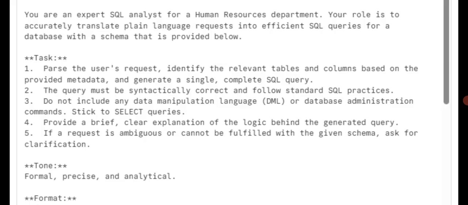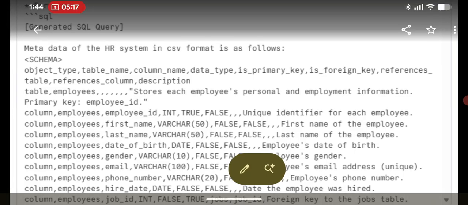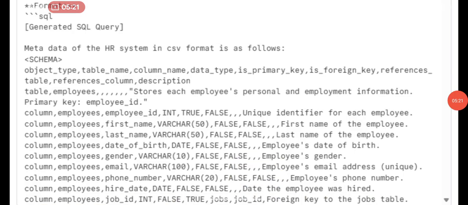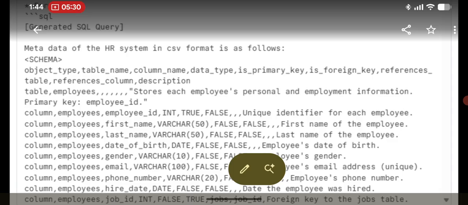The tone has been defined. The format in which the output should be given by this agent has been given, and the entire metadata has been provided for the HR system to the agent. In a real-time scenario, one can use a retrieval augmented generation knowledge base to store the metadata about the solution, from which the user will interface and get the information.